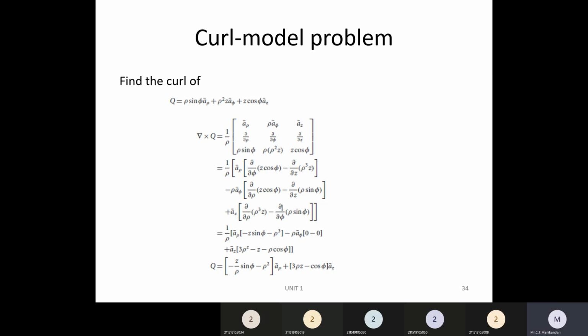In curl, input is vector, output is also vector. Whereas in divergence, input is vector, output is scalar. In gradient, input is scalar, output is vector. Many students get confused among these three, so see these clearly.